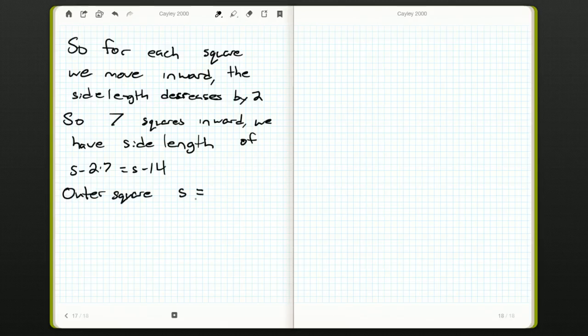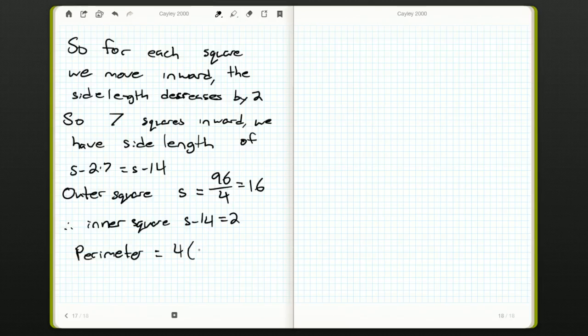So for the outer square, well, s is just the perimeter, which is 96, divided by 4, which is 16. So our inner square, s minus 14, is equal to 2. And we're asked for the perimeter of the inner square. So 4 times the side length of the inner square, 4 times 2, we should get a value of 8.